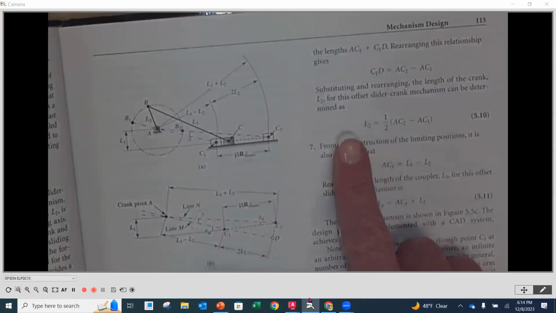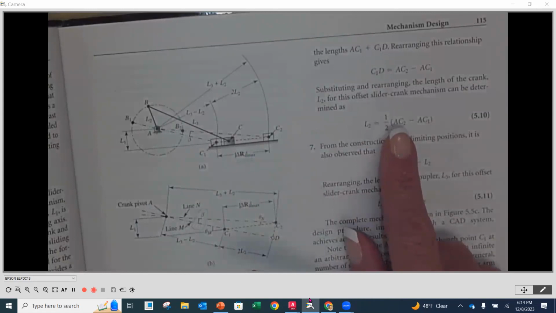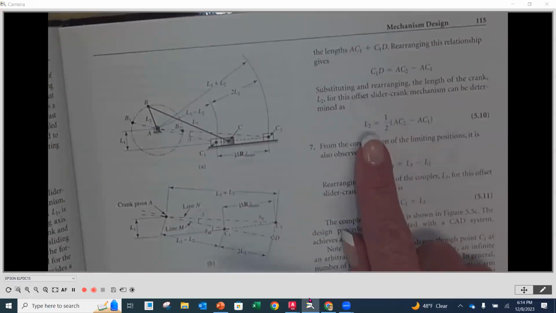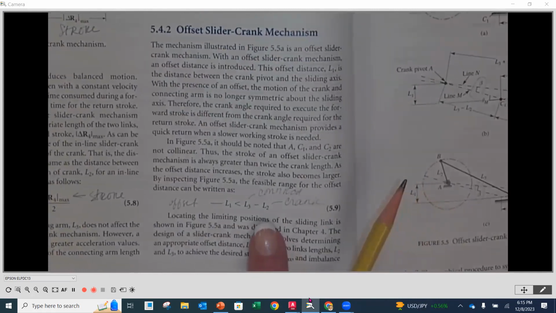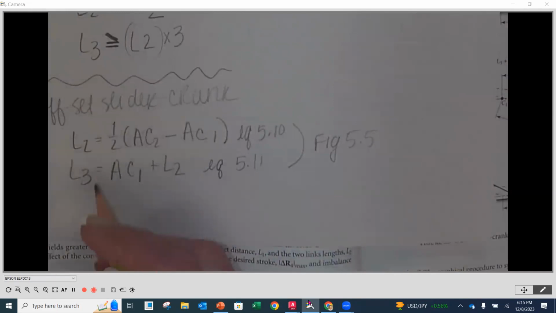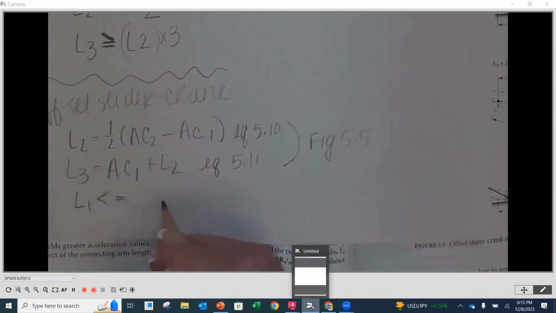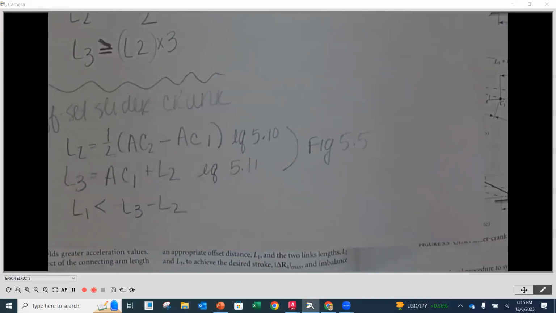Once you get your values and have it laid out, you're going to measure your AC1s and your AC2s, and then prove that your crank length is what it's supposed to be. And then the same thing back for the L3, and make sure that number works. Then again, I'm going to add this to my equation sheet: my L1 is less than the length of 3 minus the length of 2. So my L1 has to be less than L3 minus L2.